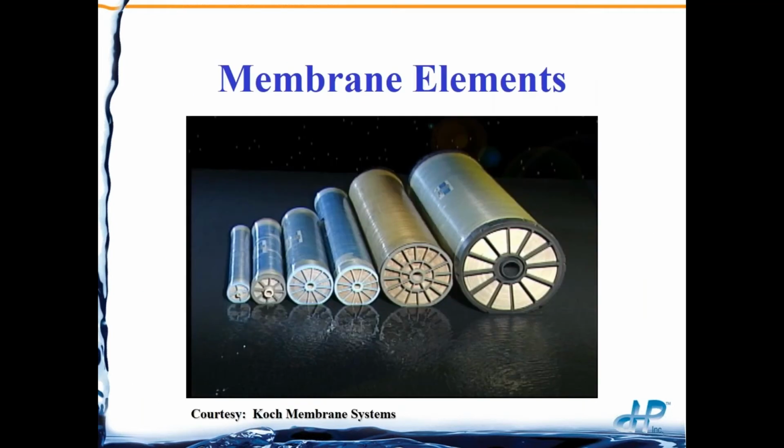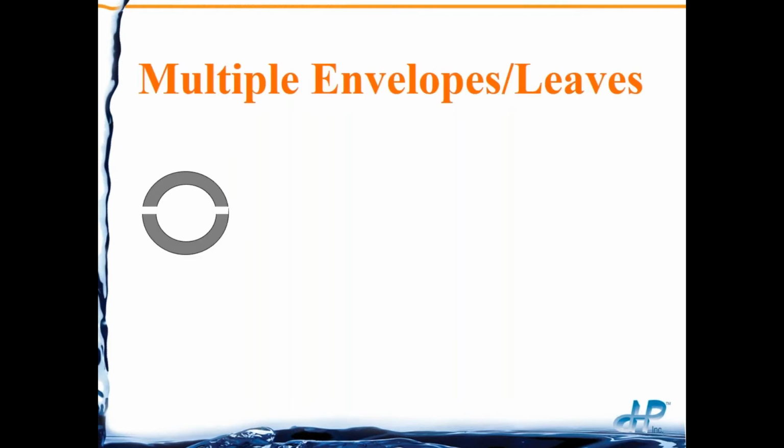When we make, or when they make the larger diameter elements, it doesn't make sense to use one envelope or leaf, so they're going to use multiple envelopes or leaves. So we have a 4x40 all the way up to one manufacturer had an 18-inch diameter by 16-inch long element. It just would not make sense to try and use one envelope to make these larger diameter elements, so they put multiple envelopes in there.